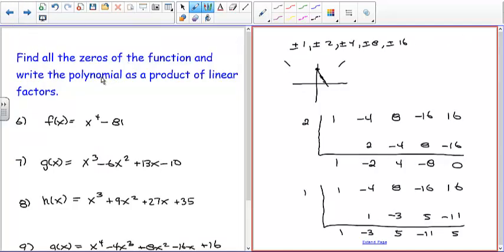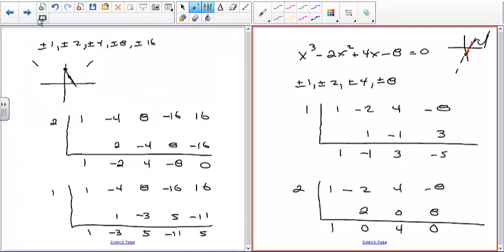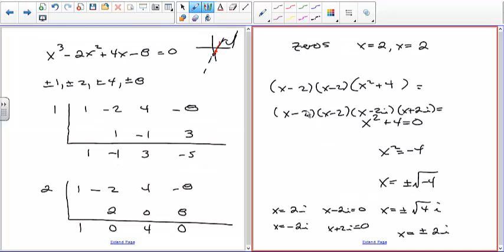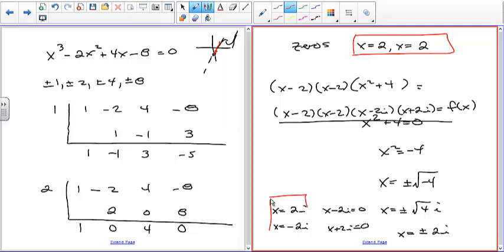Write all the zeros of the function and write the polynomial as a function of linear factors. So this would be part B. That's the polynomial. In terms of factors, the zeros would be these two and those two. So represent the polynomial as a product of linear factors. Those are the zeros. And let's just look at this function.